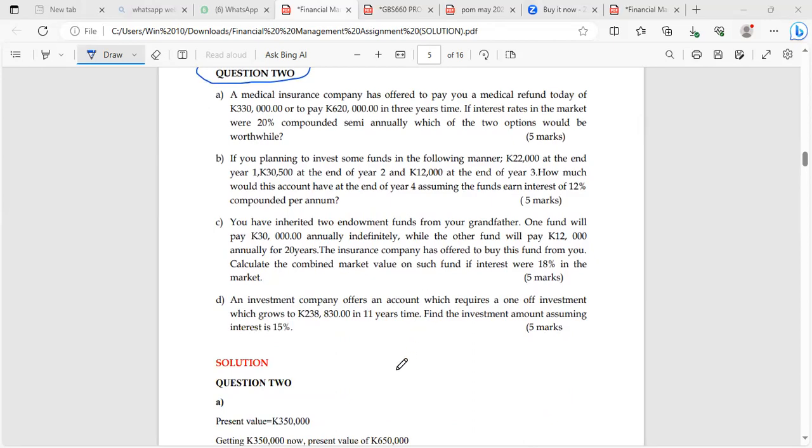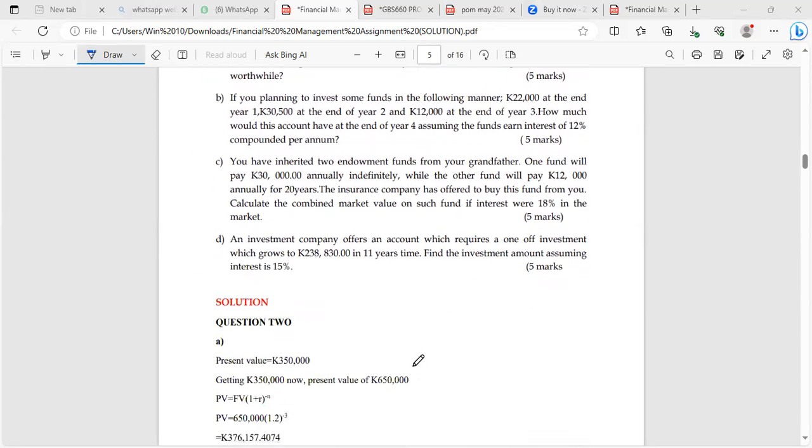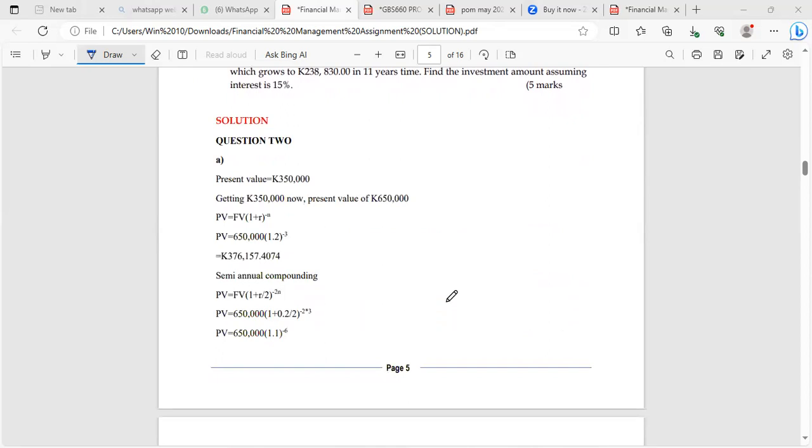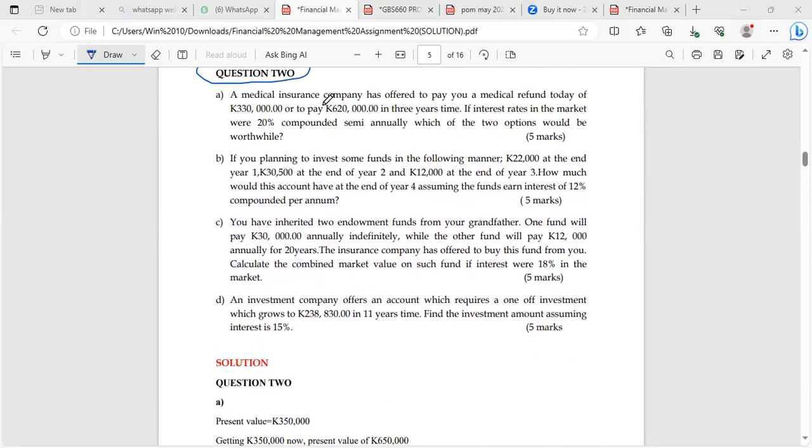All right, so now we're looking at this one. I have to make mention that before handing in, the question is here. A medical insurance company has offered to pay you a medical refund of how much? 330,000, or to pay 6 in 3 years' time. So which one can you go for?